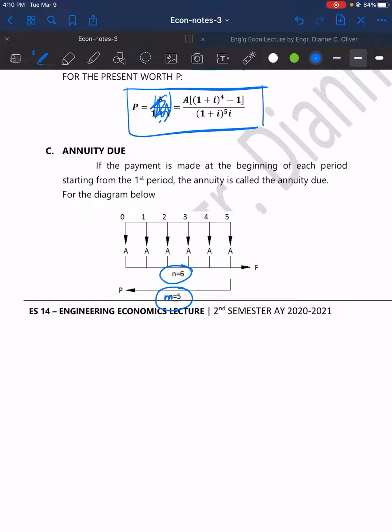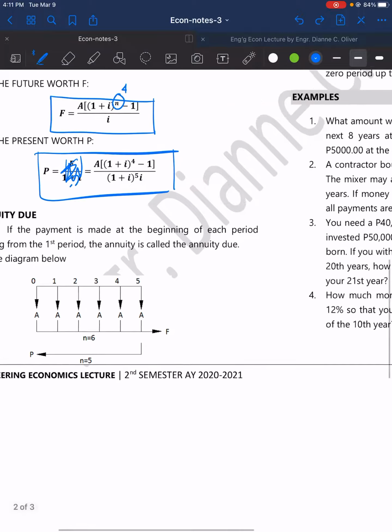And again, if we recall the definition for annuity, we are to consider the last payment. So that's why we have here the total of 6 payments, including the beginning. Okay, so let's have the formula.